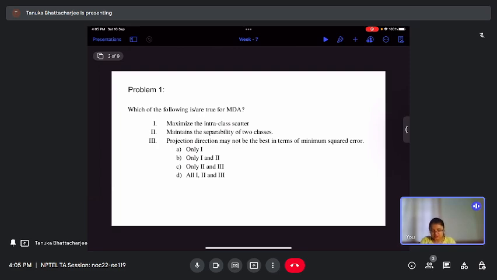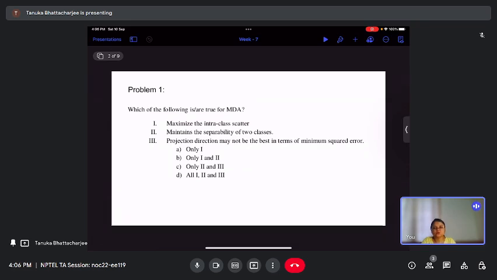So the first problem reads like this: which of the following is or are true for MDA? First option is maximize the intra-class scatter, second is maintains the separability of two classes, and third is projection direction may not be the best in terms of minimum squared error.